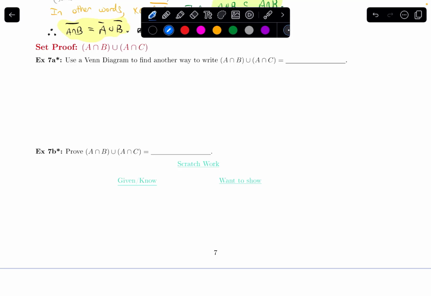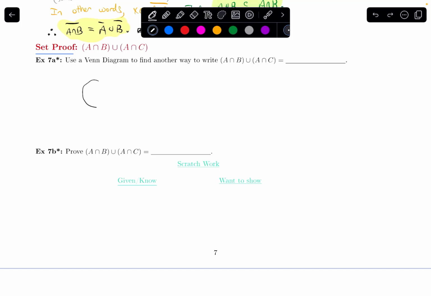In this video, we will do another example of a set proof, where we prove that one set is equal to some other set. So in part A, I want to use a Venn diagram to find another way to write this set. So we have the intersection of A and B union with the intersection of A and C.